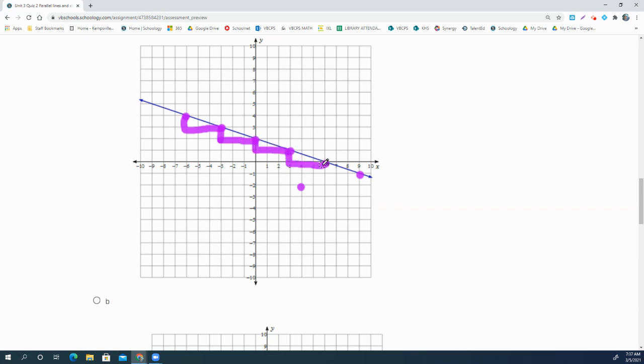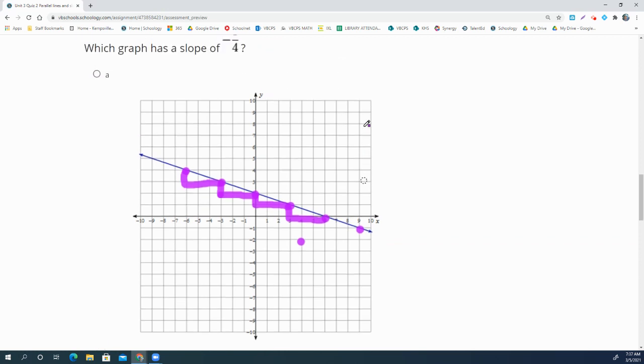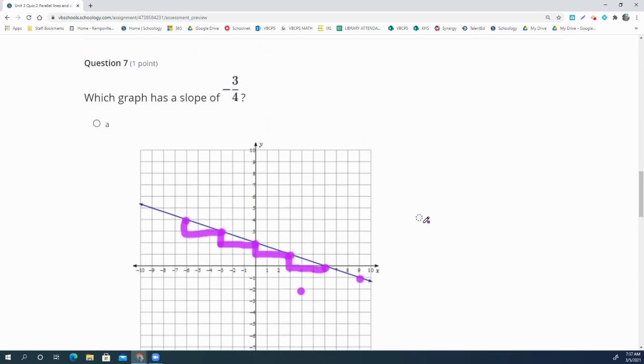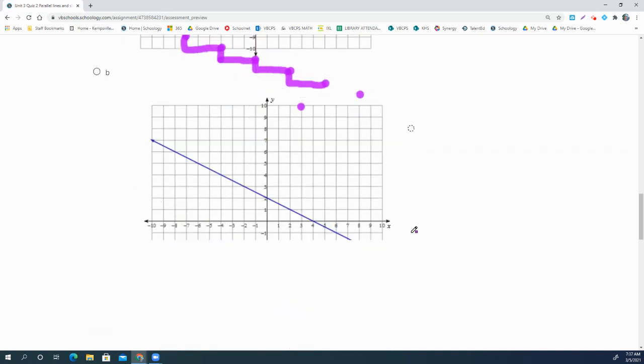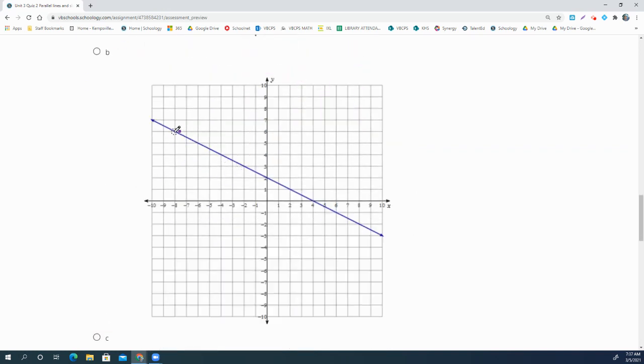So what's my pattern here in this one? Is it -3 over 4? No, it is not. How about this one? Good point, good point, good point, good point. What about this one? Is that -3 over 4? Nope.